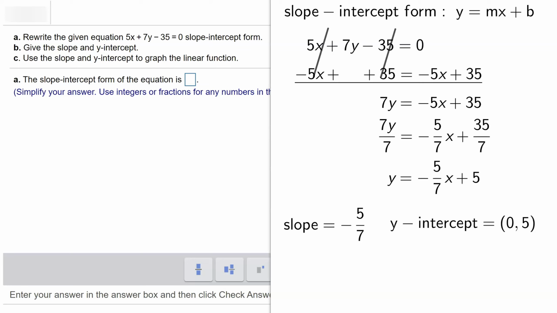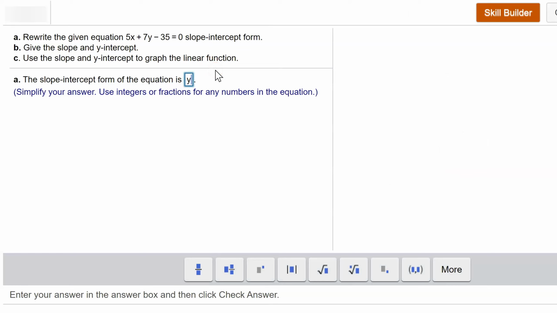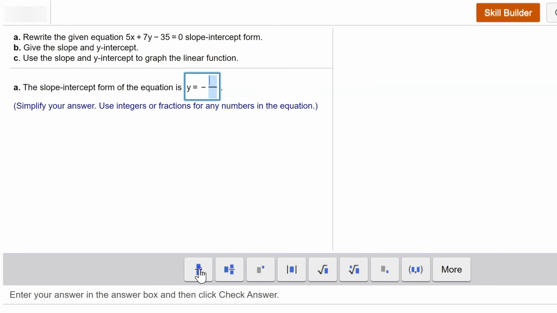So I'm ready to put my answers in MyMathLab. Part A said the slope-intercept form of the equation is, here it is right here. So it's y equals negative. There's two different ways to put a fraction. I can use the template, put 5 in the numerator, arrow down to the denominator, but notice the cursor is in the denominator. I want negative 5/7 times x.